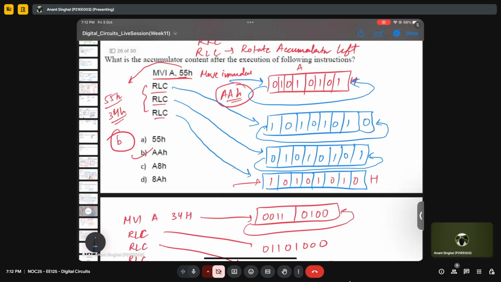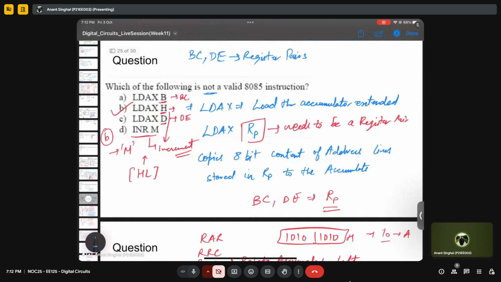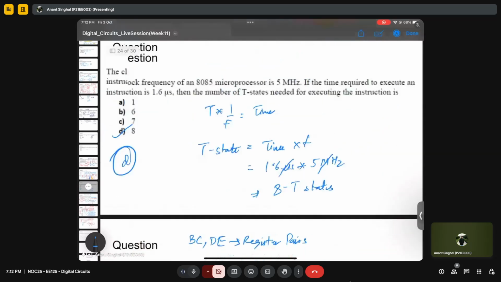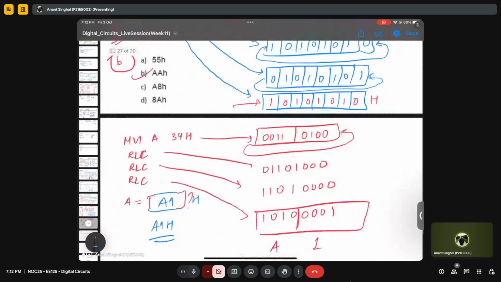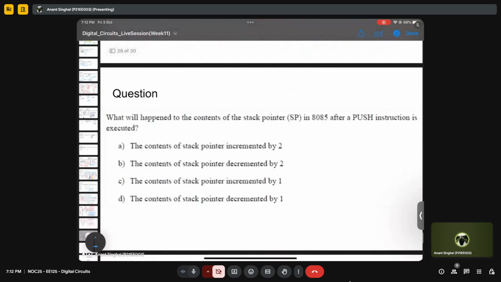I mean, these are a lot of instructions that you need to remember. So this is LDAX, there is increment, there is decrement, then there is jump if not zero. So there are a lot of instructions. You just need to go through the lectures. This topic is actually pretty easy. So I think this is the last question that I have for today.